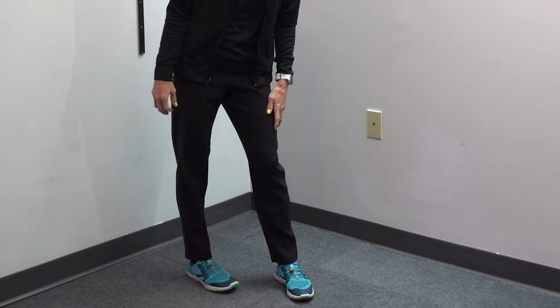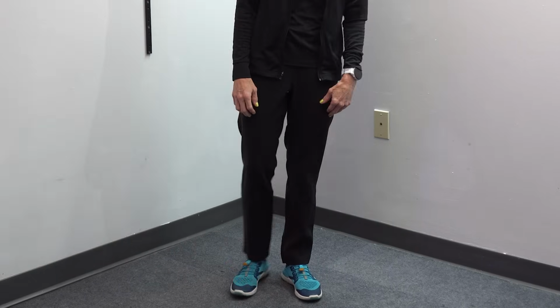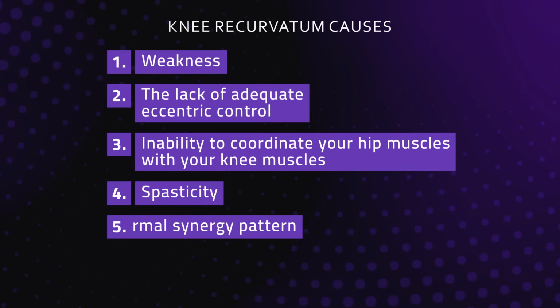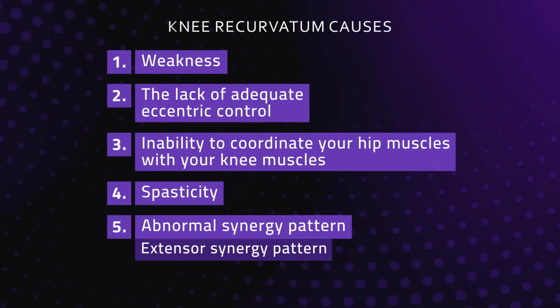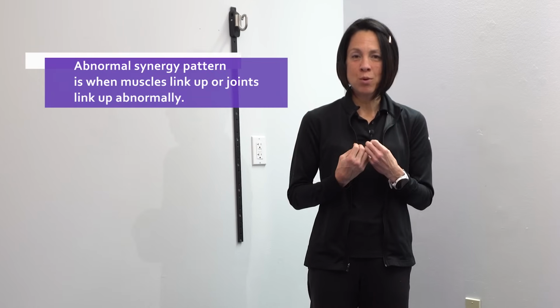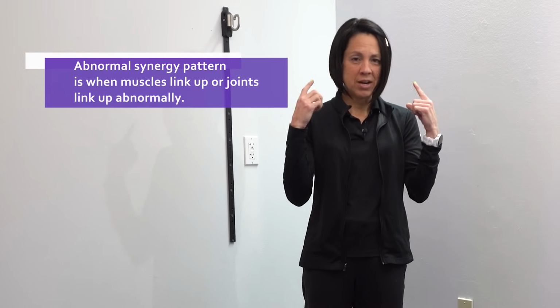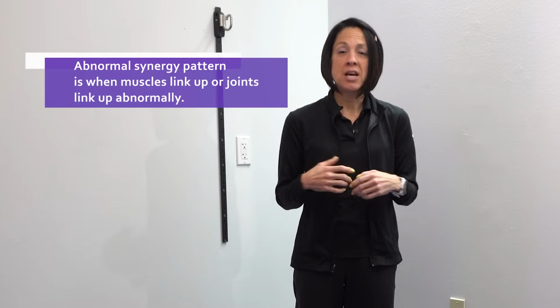That knee hyperextension makes walking very, very jerky, not smooth, not efficient, and slows you down. Okay? And then, as I've mentioned in several of the videos in this series, an abnormal synergy pattern. In this case, it would be an extensor synergy pattern. What is a synergy pattern? It's when muscles link up abnormally. These are hardwired patterns in our brains that were given to us before we were born, or when our brain was developing. And there's an extensor pattern and a flexor pattern.